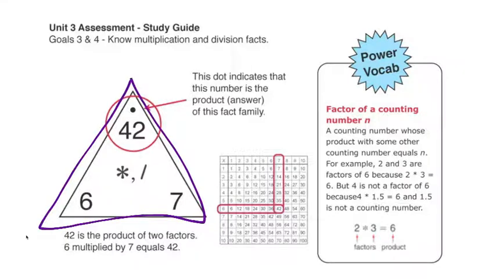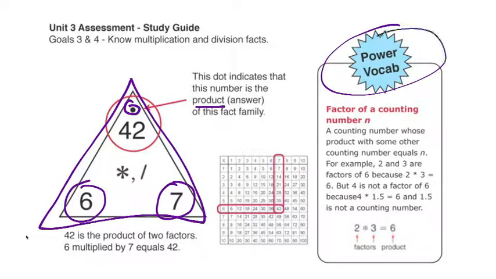The number on the top with the little dot is the product, or the answer, in this fact family, and these two numbers are the factors. An important power vocab word to know: a factor of a counting number n is a counting number whose product with some other counting number equals n, just like before. So these two numbers, 2 and 3, are factors of 6.